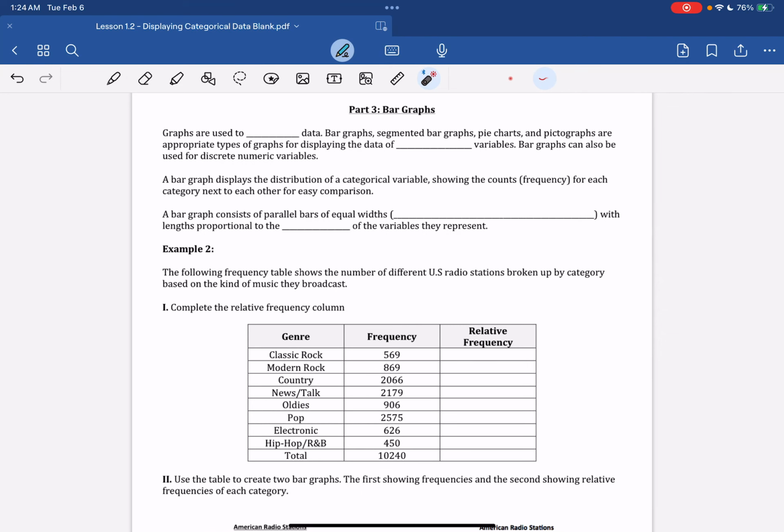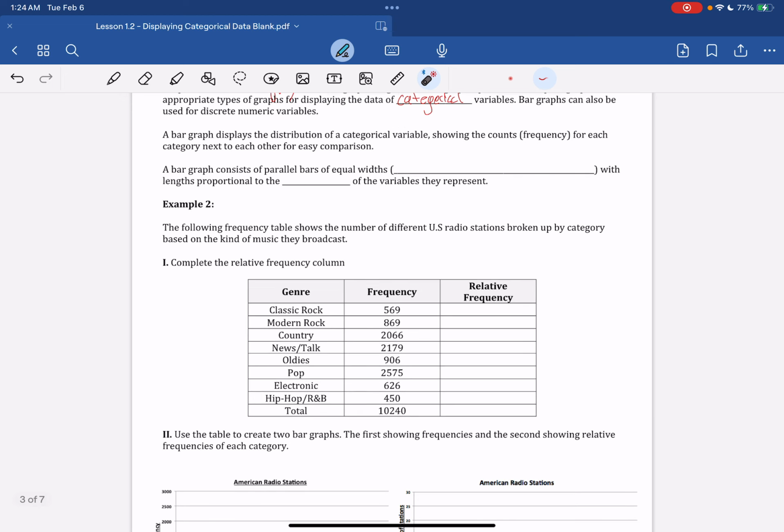All right, folks, so in this section, we're going to be going over bar graphs. So graphs are used to display data. That's our general purpose of graphs. Bar graphs, segmented bar graphs, pie charts, pictographs are all appropriate types of graphs for displaying the data of categorical variables. So if we are talking about categorical instead of discrete, these are our options of graphs that we can use to display it. Bar graphs can also be used for discrete numerical variables.